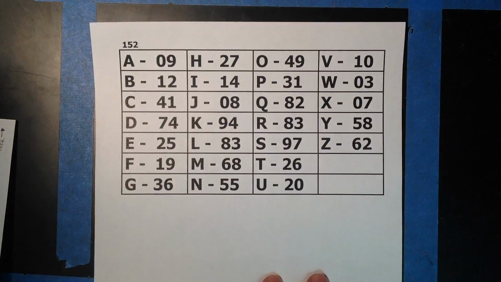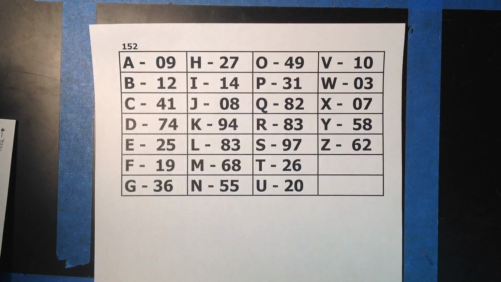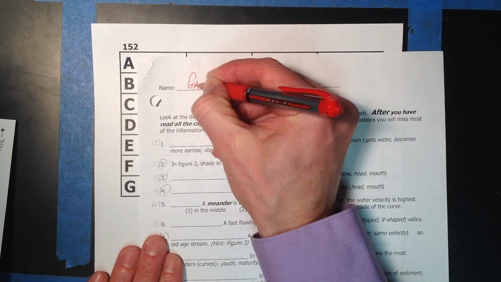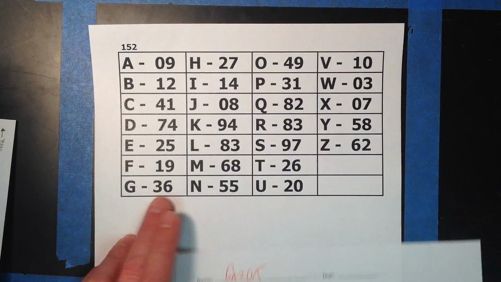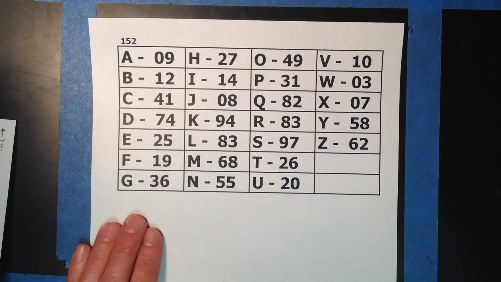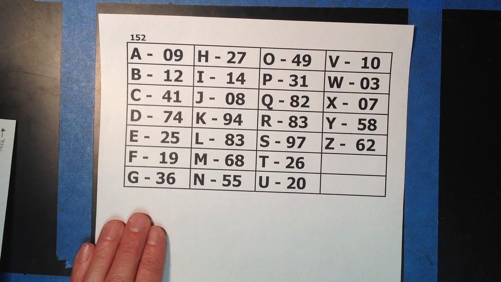I do want to point out what you want to do here is write the number next to your name on here. So, my last name is Gazda, and therefore my number here will be 36, so write it next to your name there, and circle it, please. We've done this before. Please do that now.